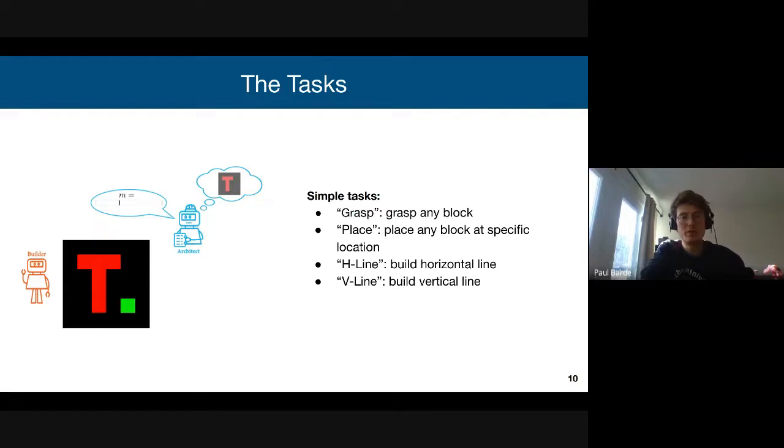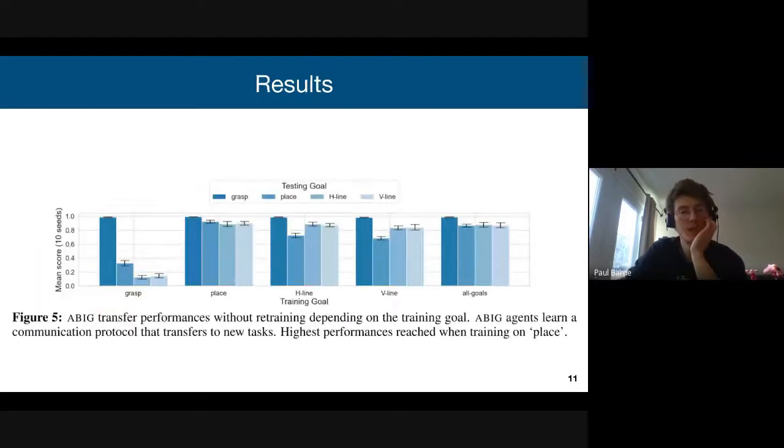And so here we have the results. We trained the DIA, so the pair of agents, on each of the different tasks. And we have an additional setting where you train on all of the tasks at once, meaning that at the beginning of an episode, we randomly sample the task for this episode. The different bars are the testing goals. We wanted to see if, for example, a communication protocol that the agent learned when learning to solve the grasp task could be reused to solve the other tasks.